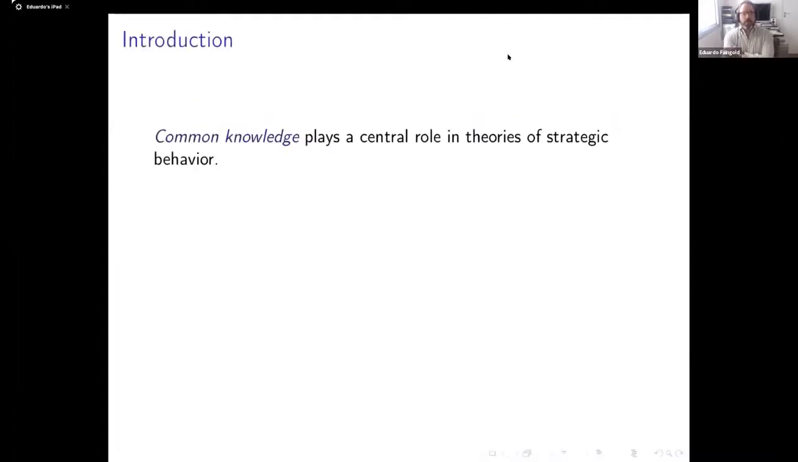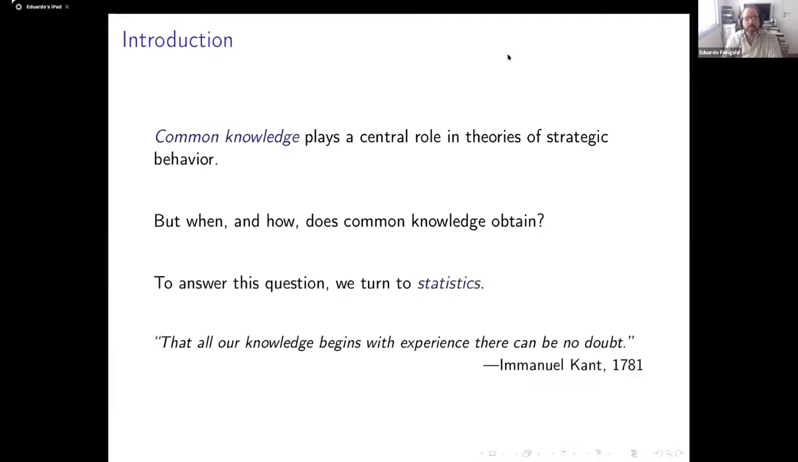Okay, so we all know that common knowledge is very important for strategic behavior. The question here is, when and how does common knowledge obtain? When do agents get to common knowledge? To answer this question, we look at statistics. So how do people get to know things? They know things either because these things are theorems, they're facts, or they learn them from experience, from observations. Something like that should also hold for common knowledge. And that's the kind of foundation that we're seeking here.